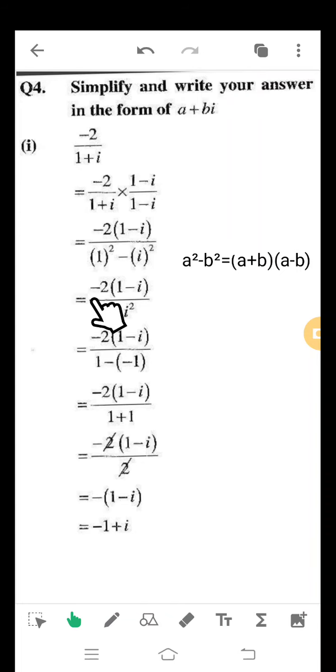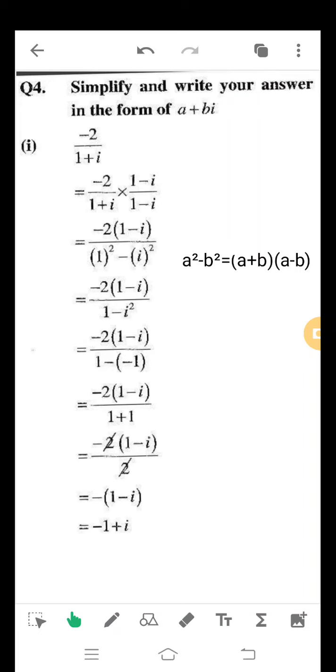Here we get minus 2 into 1 minus iota, over 1 square minus iota square. We know that iota square is equal to minus 1, so we change iota square into minus 1. So we get 1 minus into minus 1. When we multiply minus and minus, we get plus. So minus 2 into 1 minus iota over 1 plus 1. Then we get minus 2 into 1 minus iota over 2, since 1 plus 1 is equal to 2.